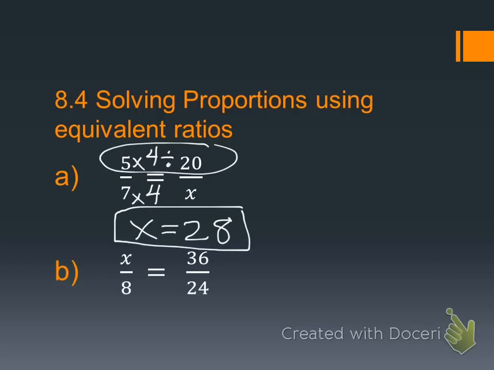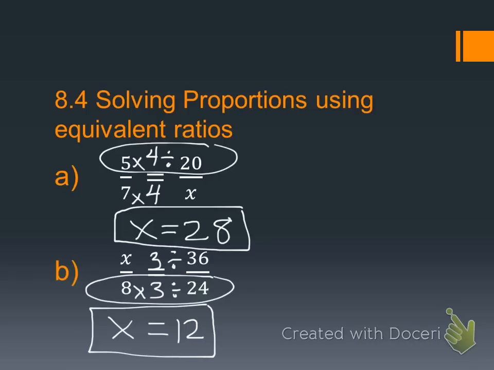Okay, again, what's my missing link between 8 and 24? It's going to be 3. I can multiply 8 by 3, or I can divide 24 by 3 to get to 8. So, what is 36 divided by 3? X equals 12. The missing link works both ways, whether I'm going from the smaller to the bigger ratio or the bigger to the smaller ratio.